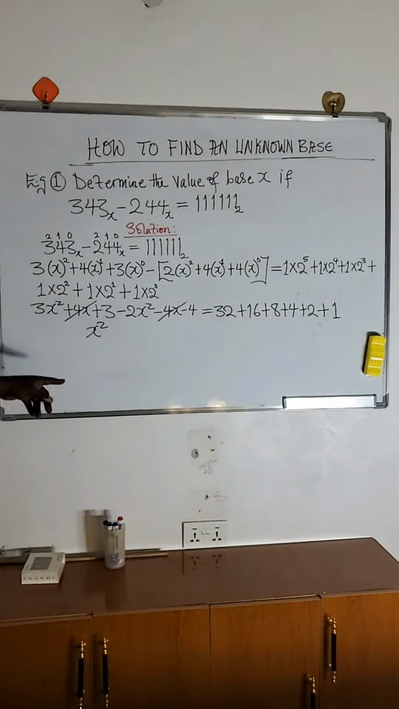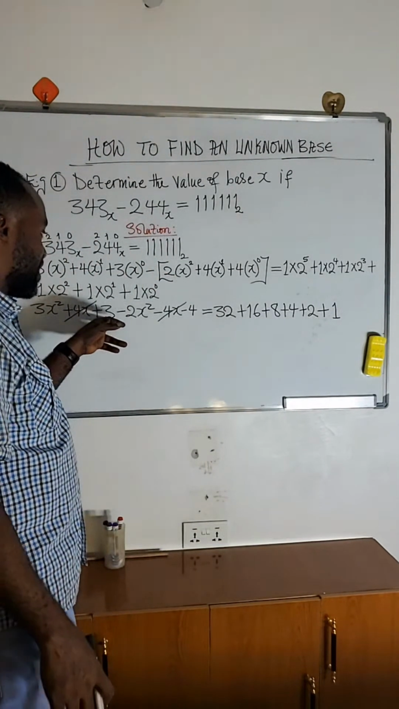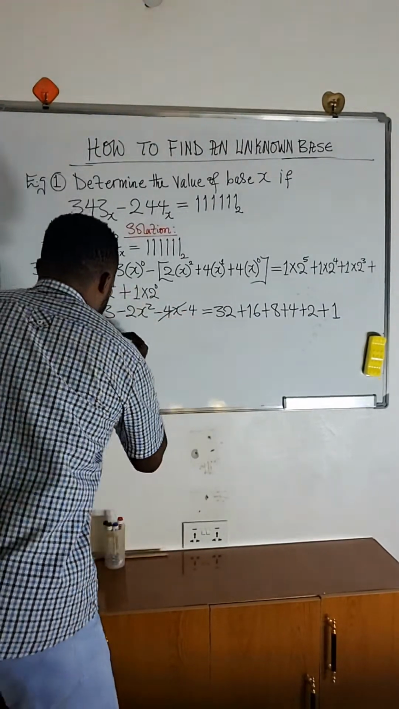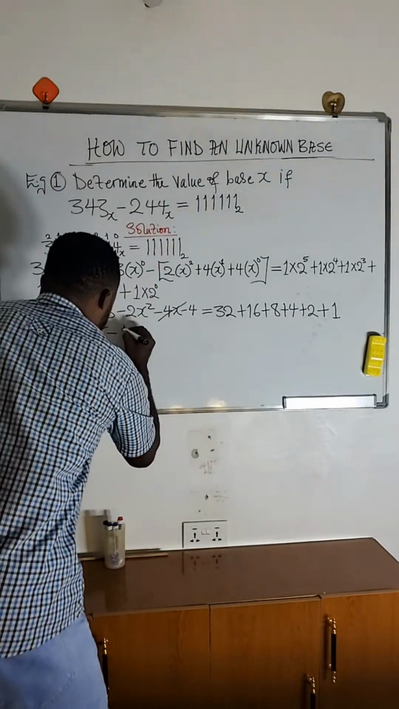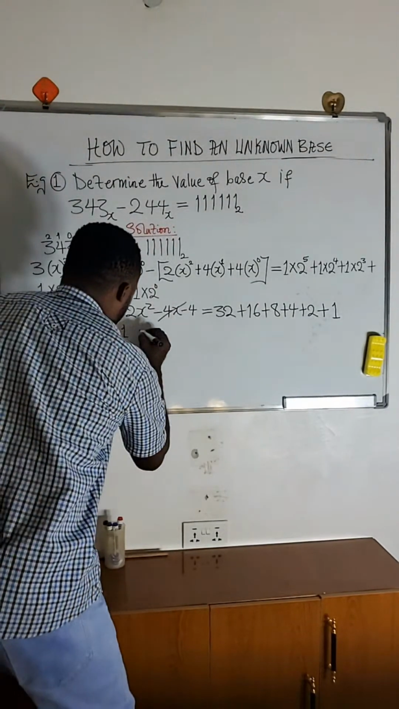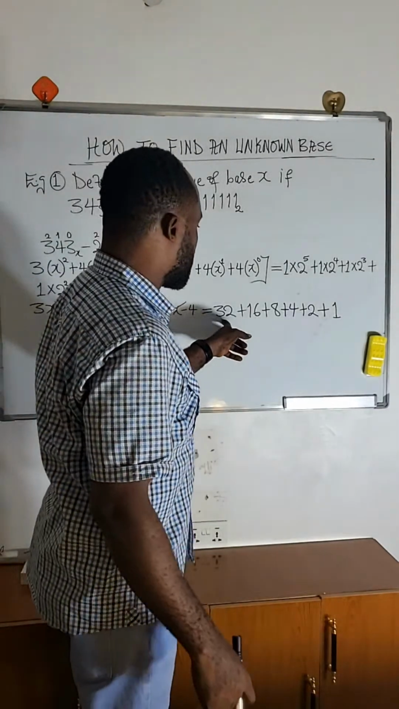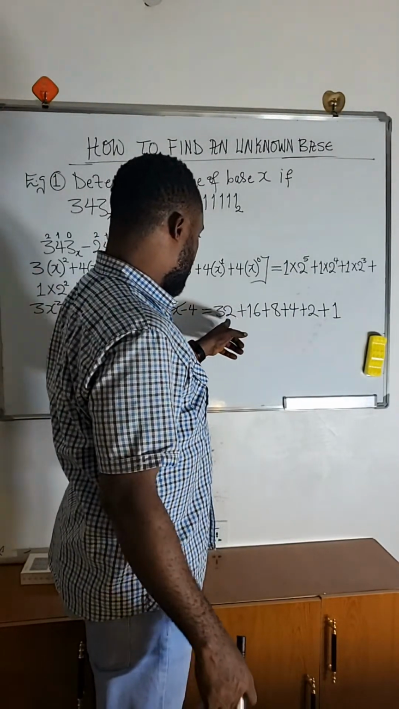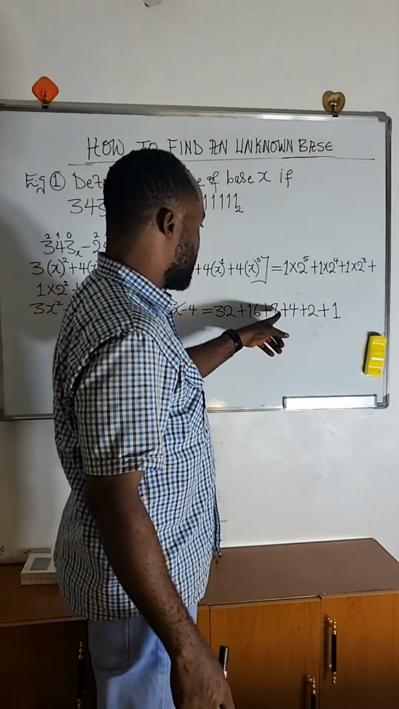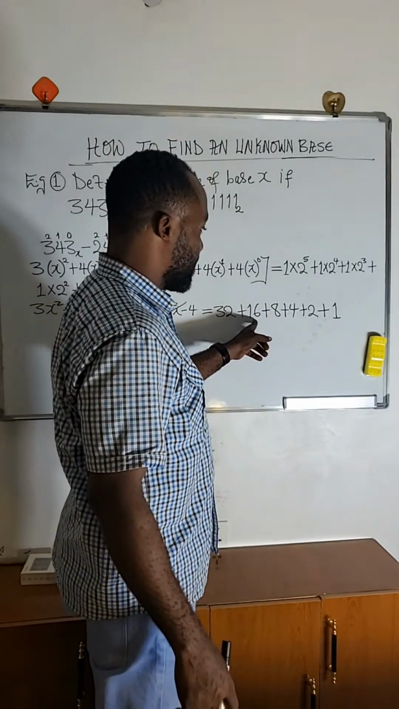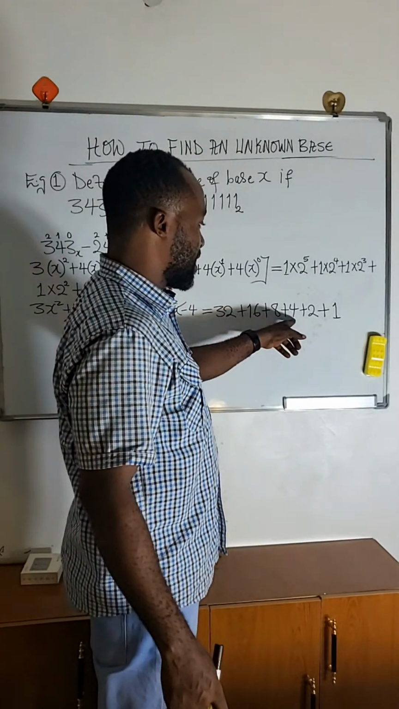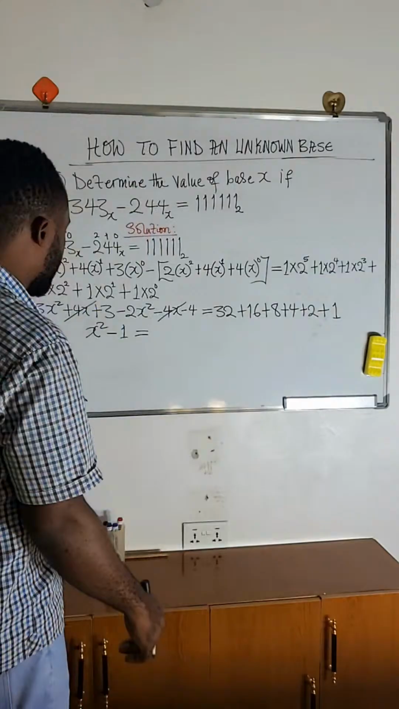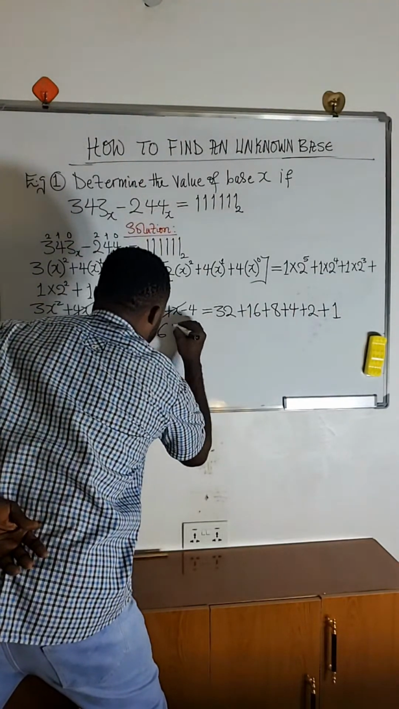Okay, you are now left with the constants on the left hand side. This is plus 3 minus 4, which is minus 1. Equals to, if you sum 32 plus 8, 40, 40 plus 16, 56, 56 plus 4, 60, 60 plus 2, 62, plus 1, 63. All right, so this is 63 here.